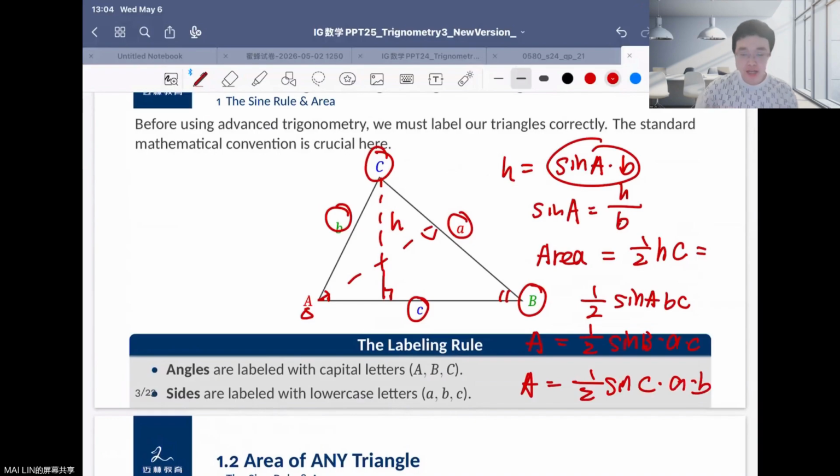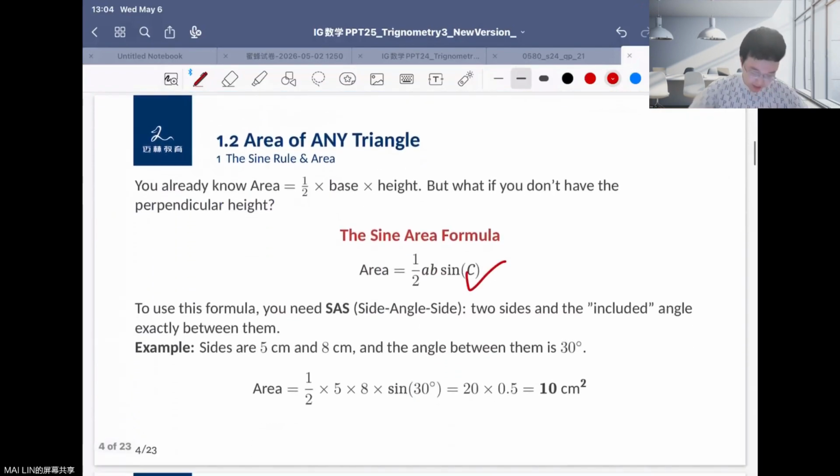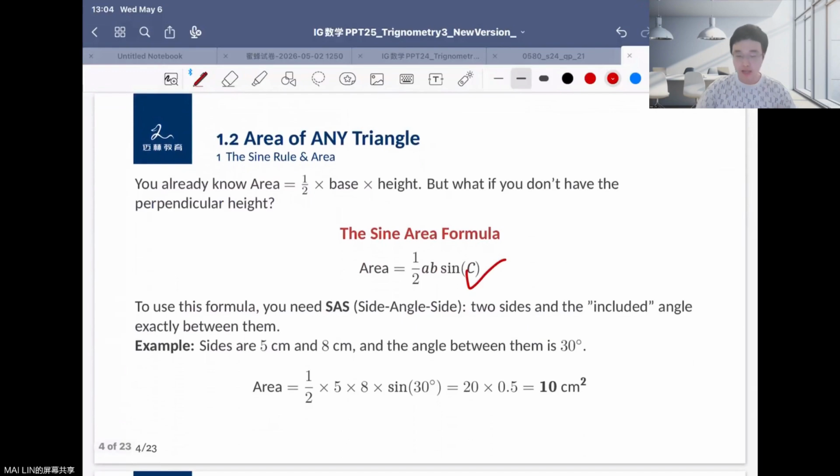For each two adjacent sides, we have an angle between them. So using the sine of the angle times these two sides and then times a half gives the area of the triangle. So a half times ab times sine C is the formula. You can say the product of two adjacent sides times the sine of the angle between them.